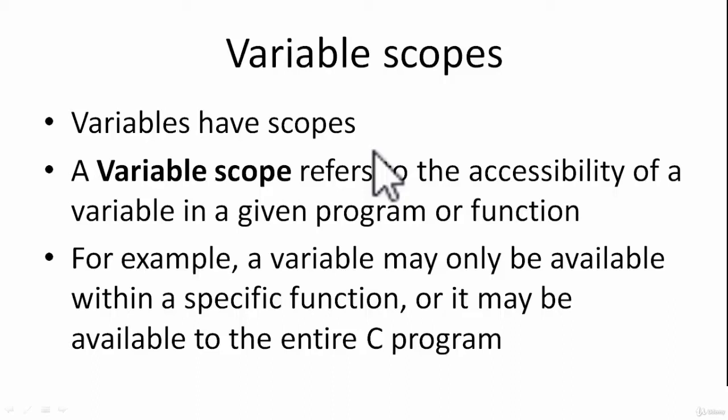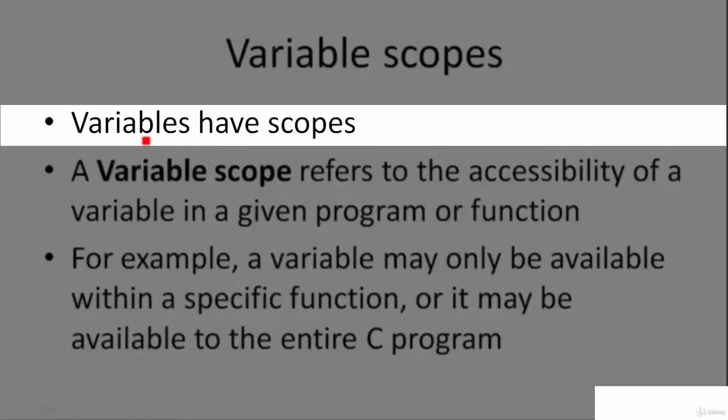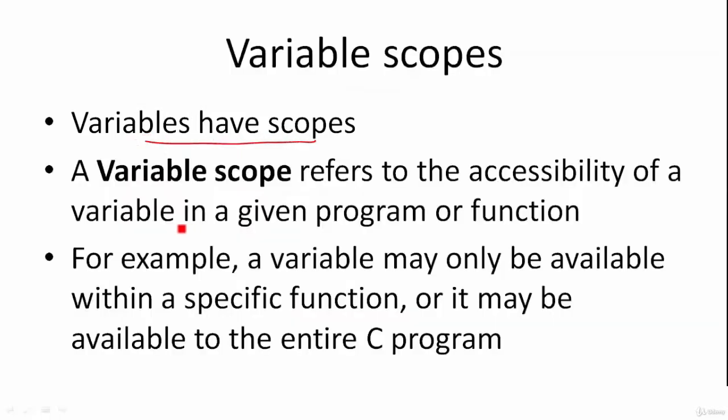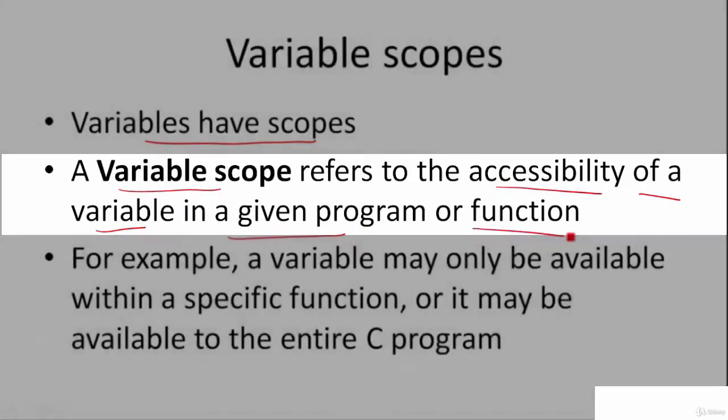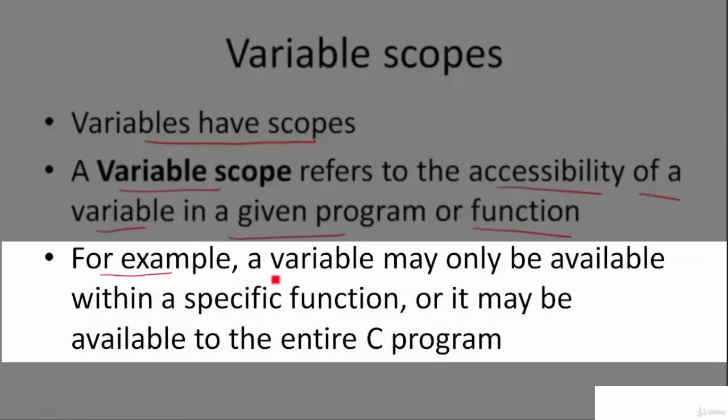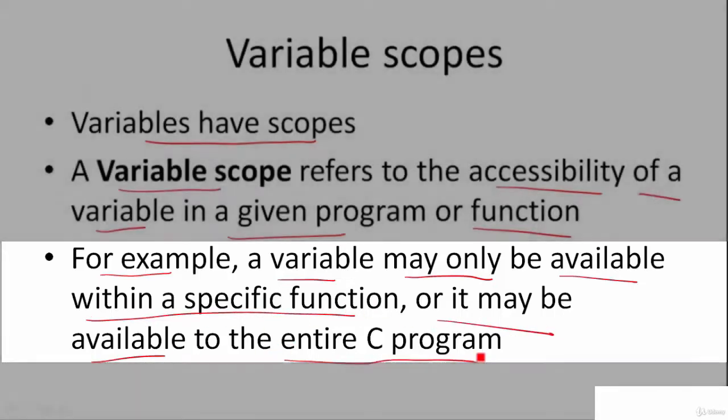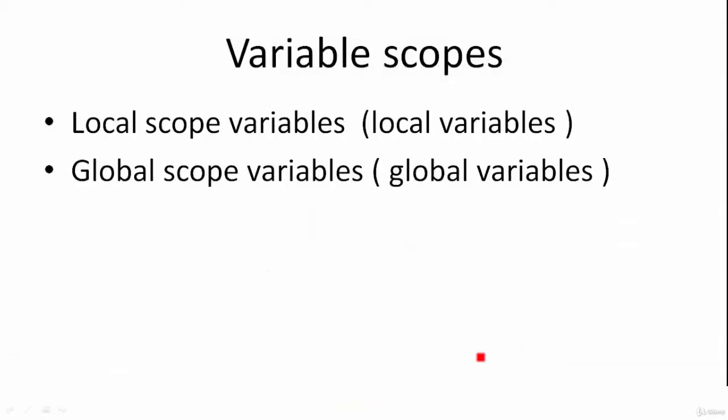So in this lecture, let's understand about variable scopes. Variables have scopes. A variable scope refers to the accessibility of a variable in a given program or function. For example, a variable may only be available within a specific function, or it may be available to the entire C program.